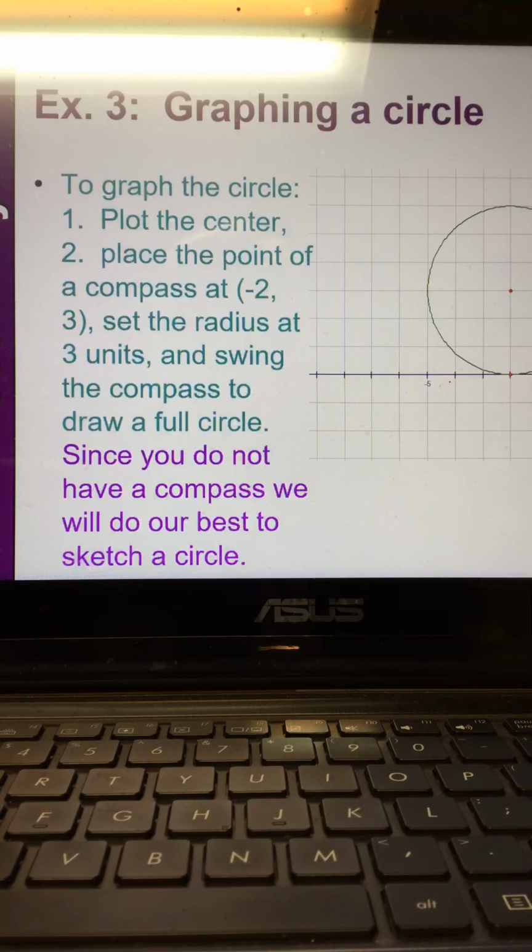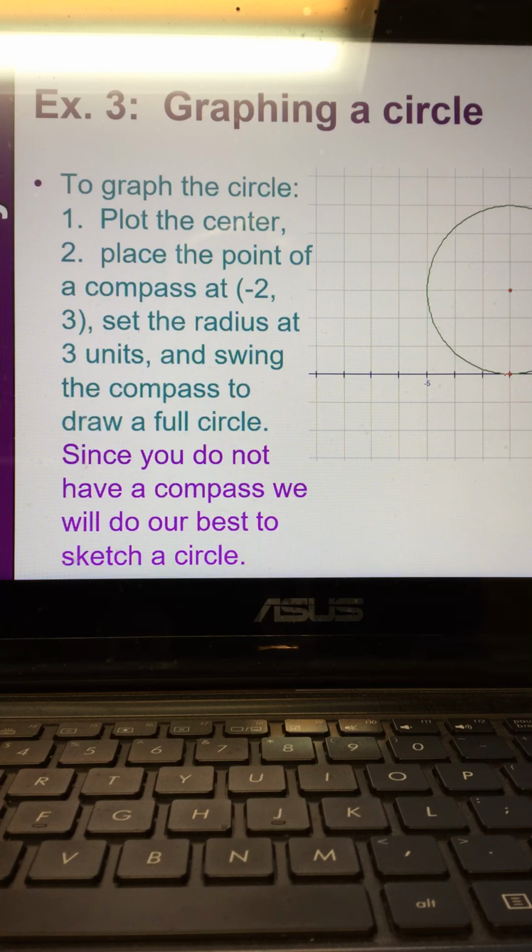So the first thing I would do is go here to the origin and plot negative 2: 1, 2 to the left and up 1, 2, 3. So I'm right here for my center. You're counting from the origin the way you normally would, 2 to the left and 3 up. This is the important point, which is the center.